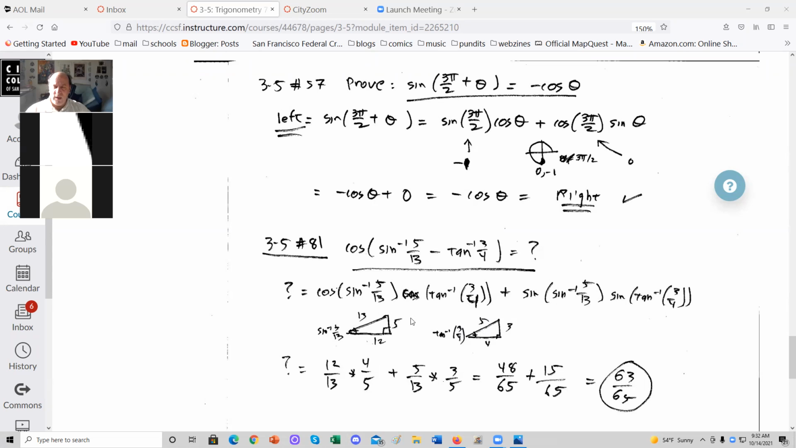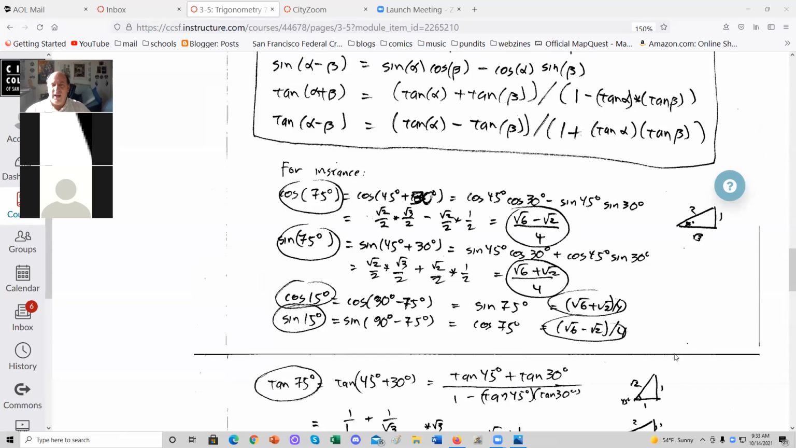So 12/13 times 4/5 plus sine of arcsine cancels, 5/13. Sine of arctan 3/4. Well, by using this triangle, sine of this angle, arctan 3/4, is opposite over hypotenuse. That's 3/5, excuse me. So 12/13 times 4/5 plus 5/13 times 3/5. And after a bit of arithmetic, that's 63/65.